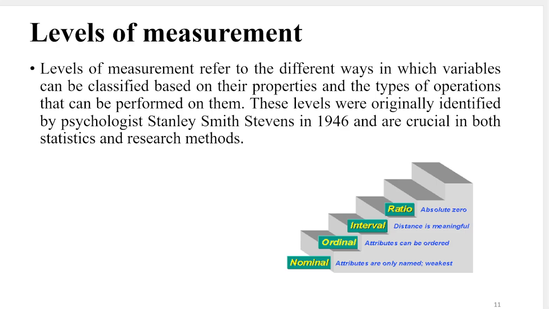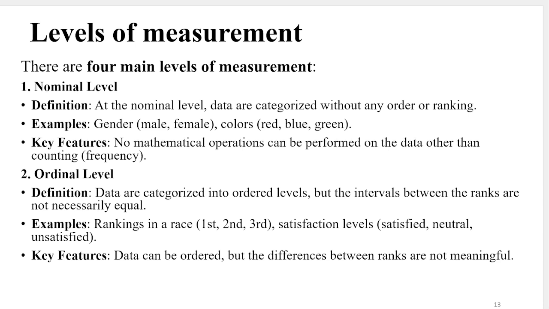For example, some data can only be grouped into categories, while other data can be measured and used for calculations like averages. So understanding levels of measurement helps researchers select the correct statistical tools and avoid mistakes in data analysis. Now we will explain the 4 levels of measurement in more detail. These levels are very important in biostatistics because they determine how we can analyze and interpret data correctly.